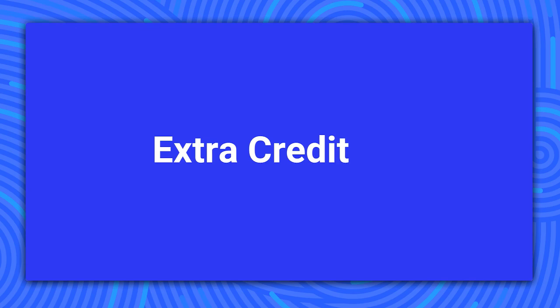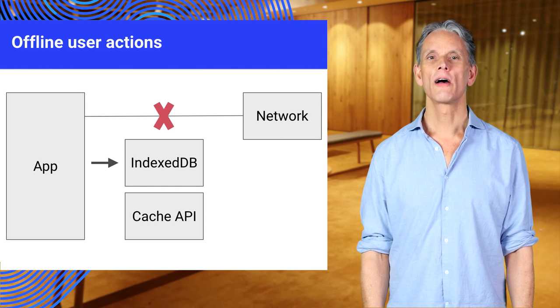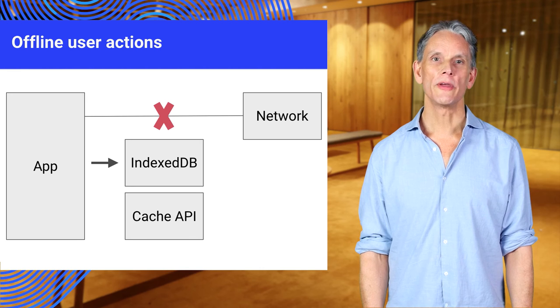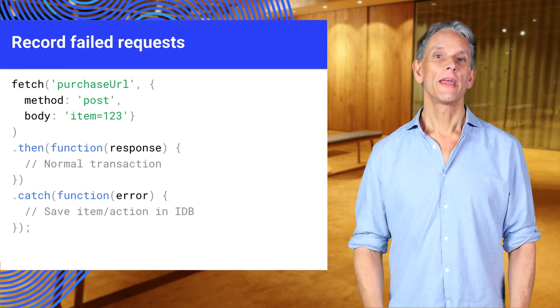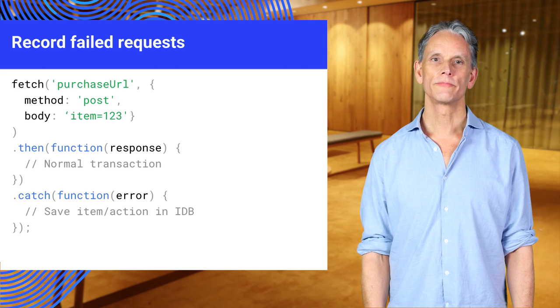But first, one more thing. What can we do about actions that a user takes when they're offline? For example, purchasing a product. We can record them in IDB. It's possible to record actions a user takes while offline.